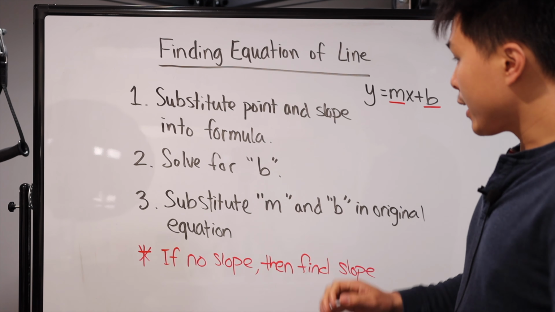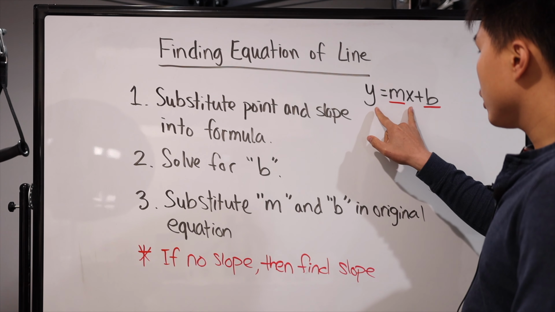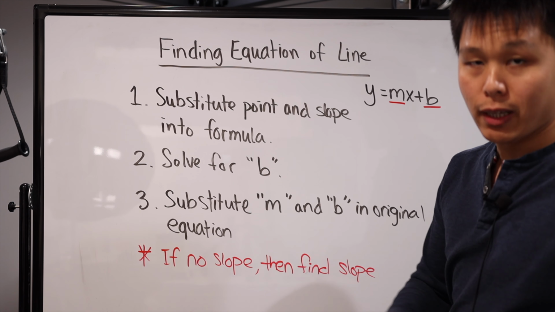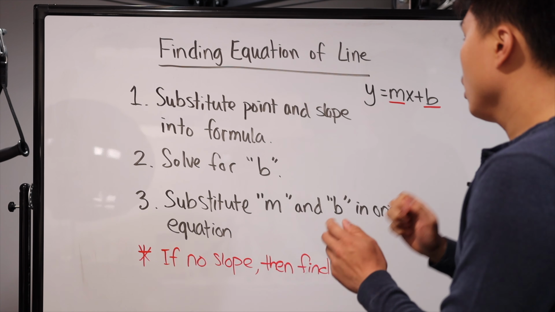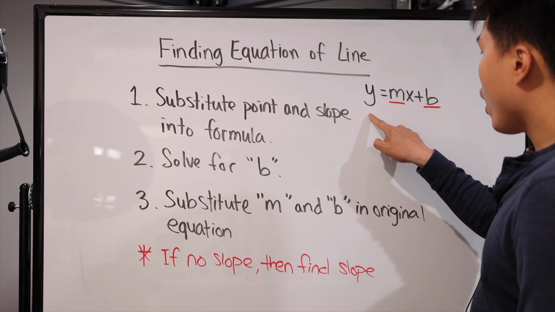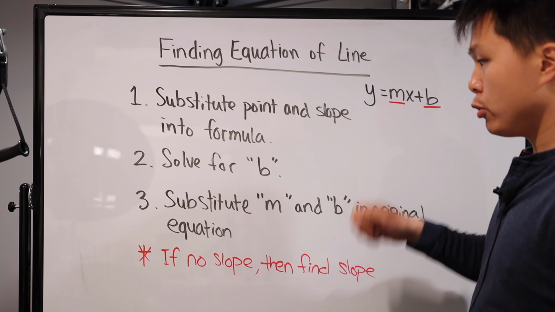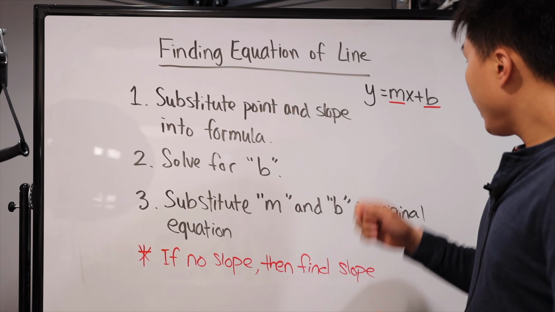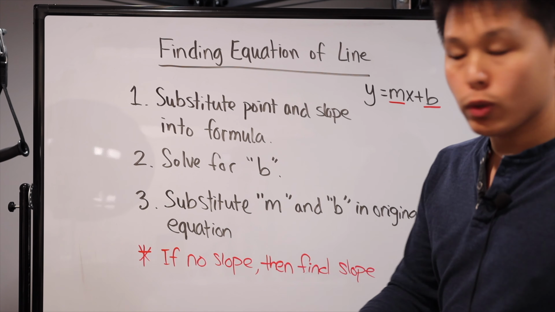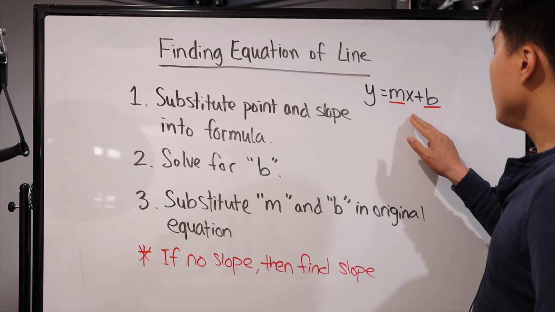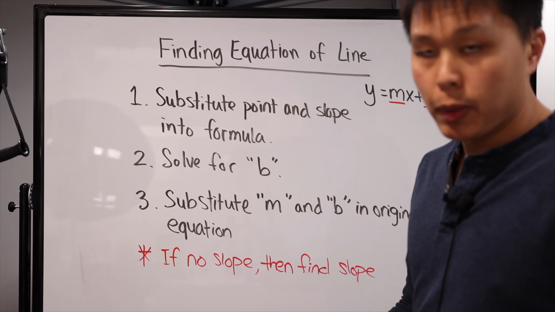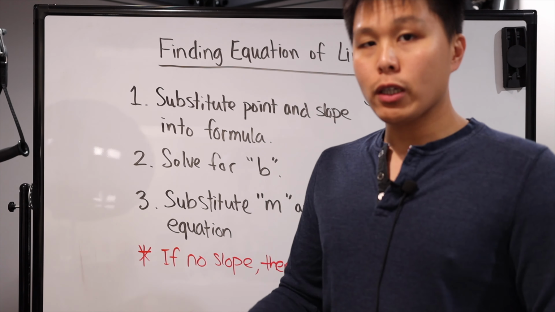Now you go back, ignoring what you originally plugged in for x and y, because that was only 1 point and you're trying to create an entire equation. What you're going to do is you're going to have y equals, and now you have your m, you're going to substitute the m, and you have your b, you're going to substitute the b. So it's going to be y equals some number times x plus some number. That would be your equation.